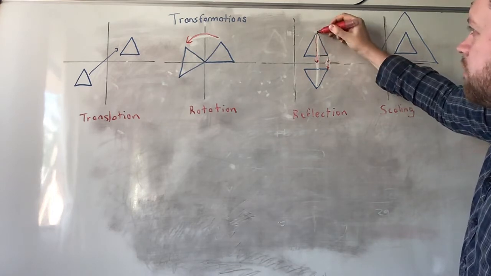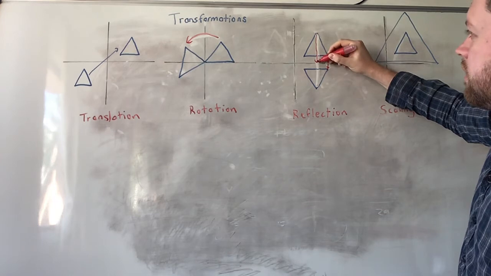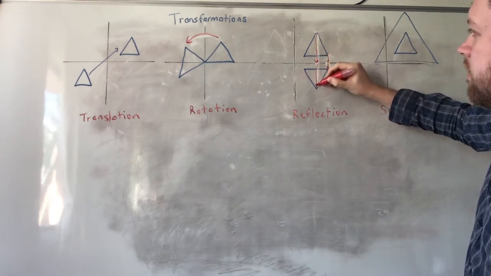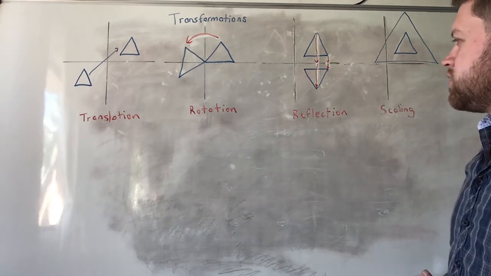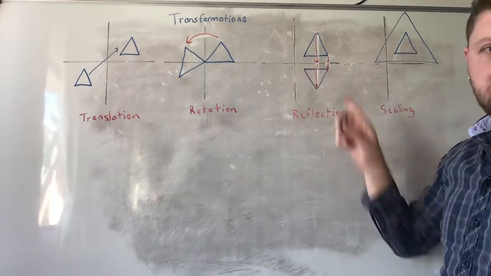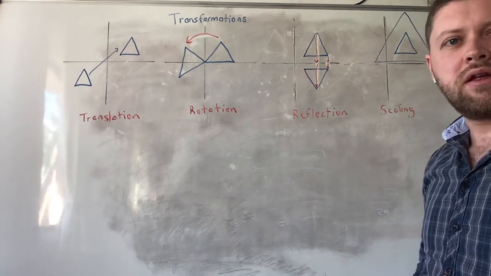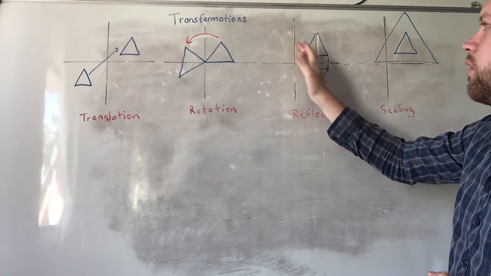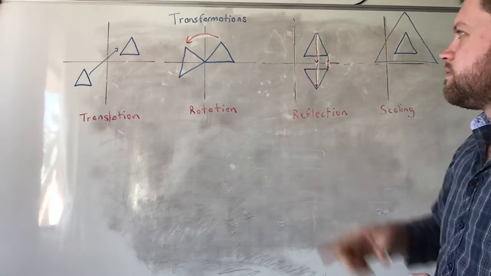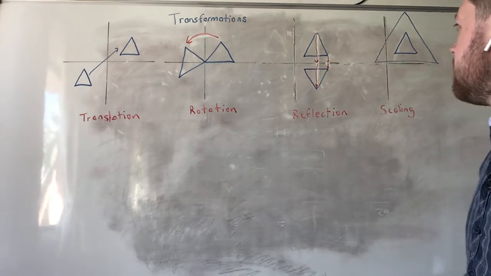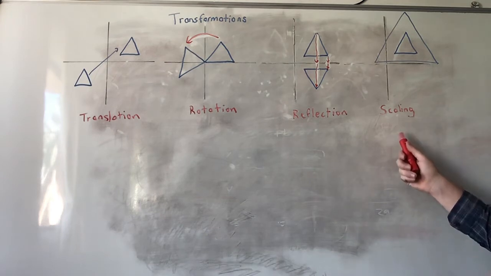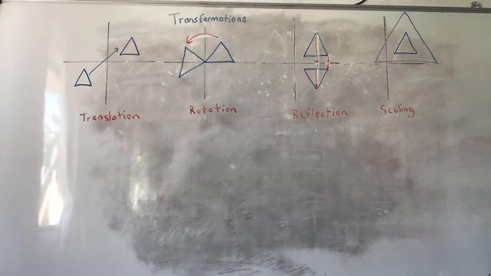You move down from the point to the line of symmetry, the axis of reflection, and you go the same distance again. This is a reflection operation in the x-axis. You could do the same thing: you could do a reflection in the y-axis, or you could do a reflection through the origin. And the last transformation we're going to talk about is a scaling transformation.